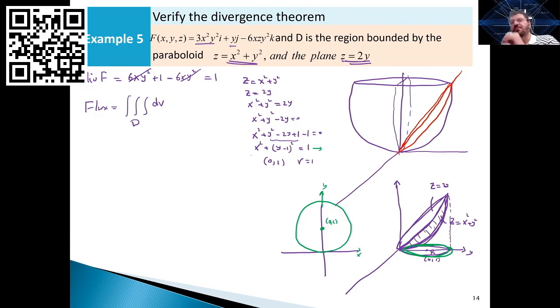All right. Now, which circle is this? It's nothing but this. So we have x squared plus y squared equal to y. But we know x squared plus y squared is r squared. And what's y equal to in polar? It's r sine theta.